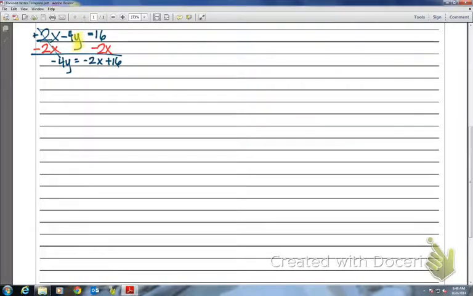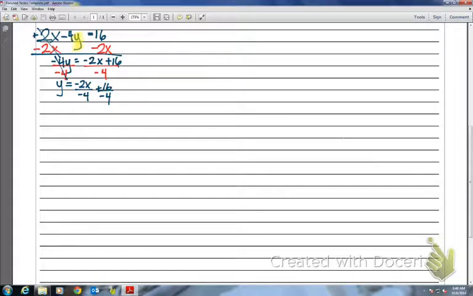The next thing I want to do is divide by -4 on both sides, because I want to get rid of that -4 that's with y. These are multiplicative inverses, so those cancel to 1. And I get that y equals -2 divided by -4, plus 16 divided by -4, because I want to split up that -4 to both of the terms. So I'm splitting up that -4 to both terms.